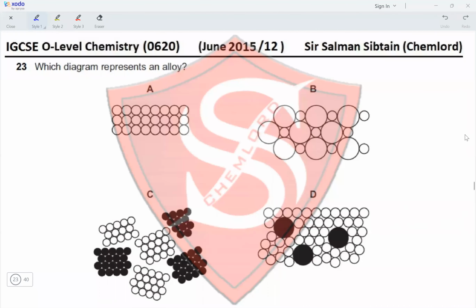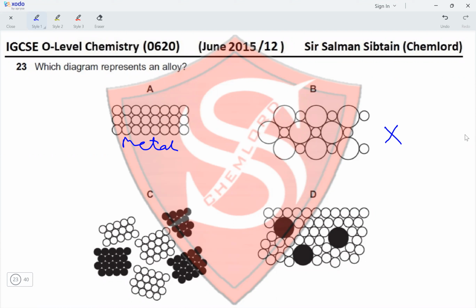Question 23. Which diagram represents an alloy? A is the structure of a metal. B does not look like an alloy because there are a lot of atoms of both types. So this is not an alloy. This could be a compound.